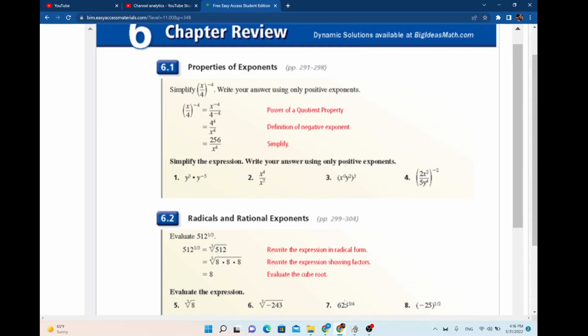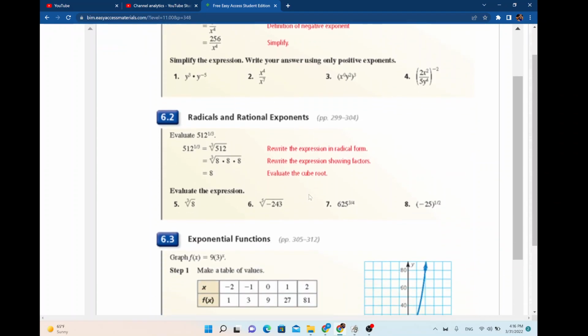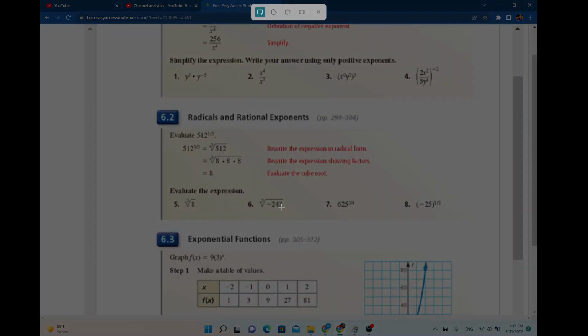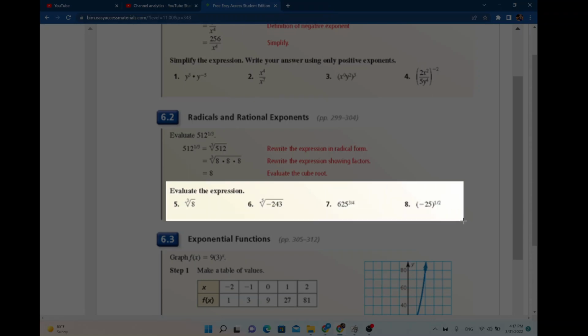Alright, so now let's see what else we have for the next section. Going back to this page, the next section is about radicals and rational exponents, so definitely we'll talk about those types of properties. Number 5 through 8, that's the next type of problem I'm about to show you. Evaluate the expressions.